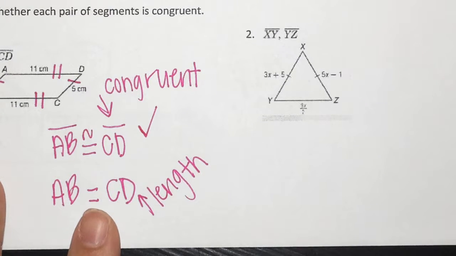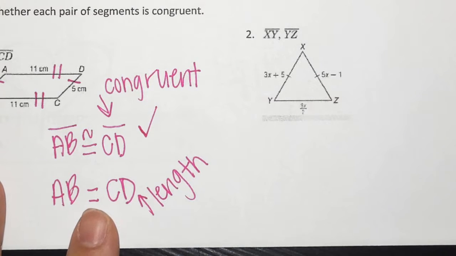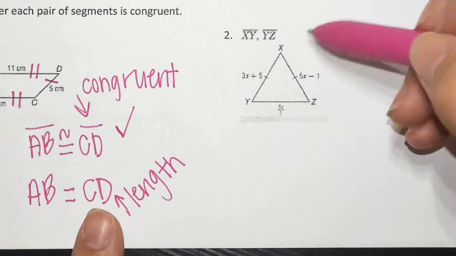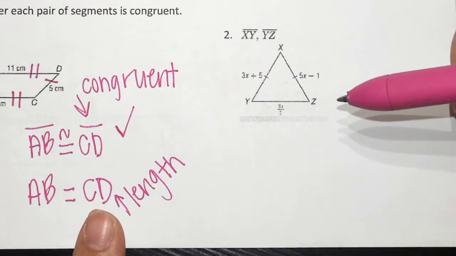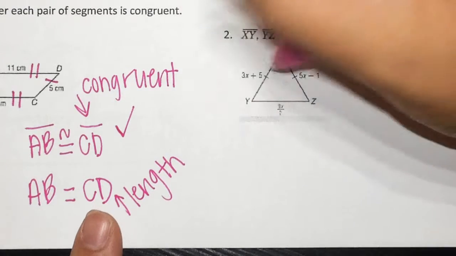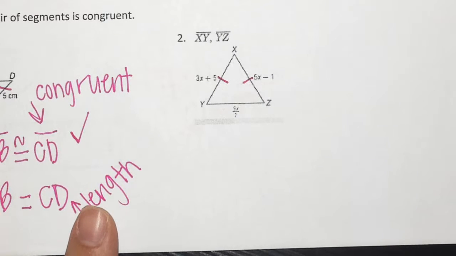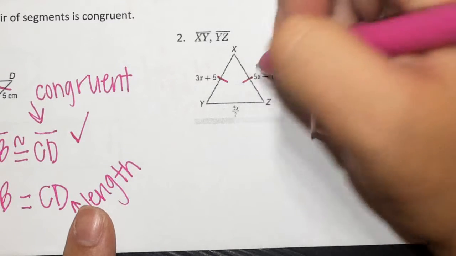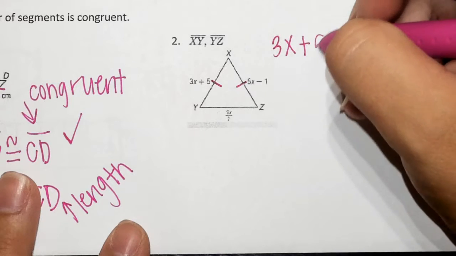Don't get confused. These two both have one dash, right? That means they're the same. But that's not what I want to know. I want to know, is XY congruent to YZ? Well, what's our first step? I don't even know what the length is. All I know is that these two are the same, and they have a variable. Make an equation. How? Equal to each other. Yes, they're the same, so let's set an equation to solve.